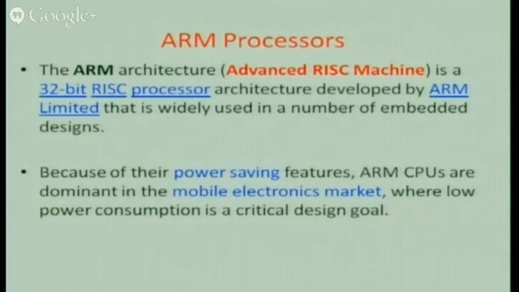Now, what makes it so important, so powerful? The first one is its power saving feature. Because of its power saving feature, ARM CPUs are dominant in the mobile electronics market, right? Where low power consumption is the critical design goal. Everyone wants an embedded system, but its power consumption should be low, right? We can say that MIPS per watt should be low. That is, the consumption for the execution of that many instructions per watt should be low. So we want an embedded system which has a low power consumption ratio.